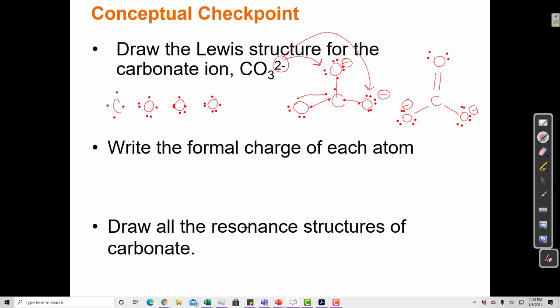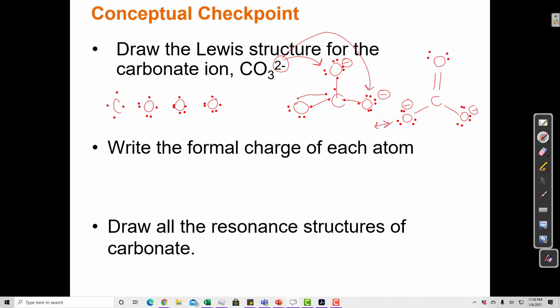Draw all the resonance structures of carbonate. So here, when I've drawn this resonance structure, I joined all the electrons, I added the charges, I drew the formal charges in. So how would I know, if I'm looking at this, that this has resonance structures? It says draw all the resonance structures. How do we even know? We can even see it right here. In the first structure, I drew a double bond down here to the one on the left. But in this structure I drew over here, I drew a double bond up here to the one on the top. So in fact, I've already drawn 2 of the resonance structures.